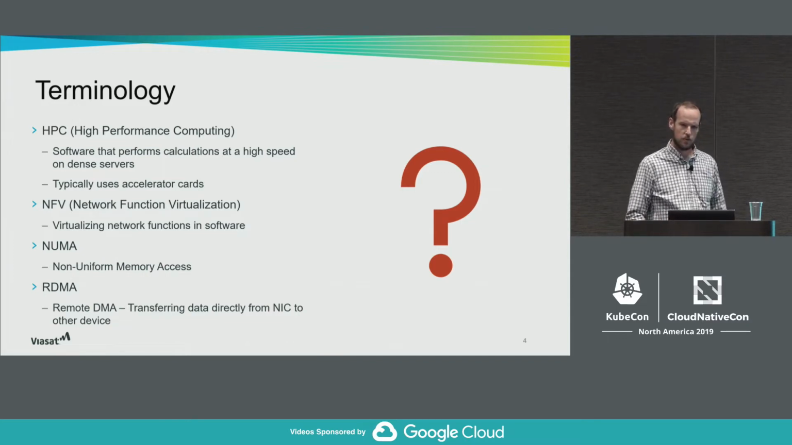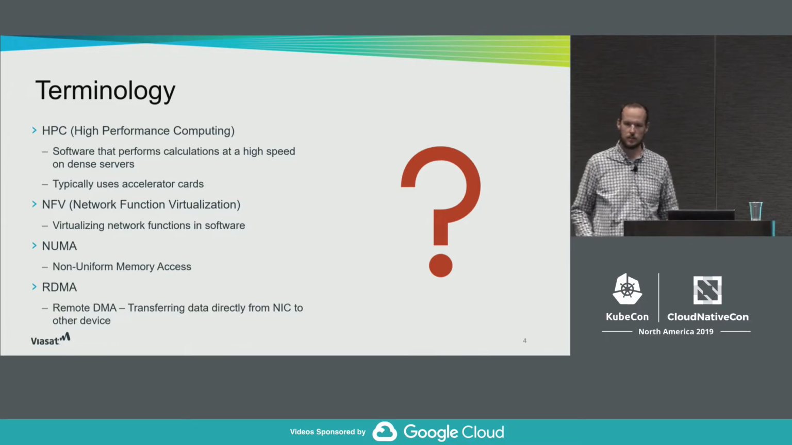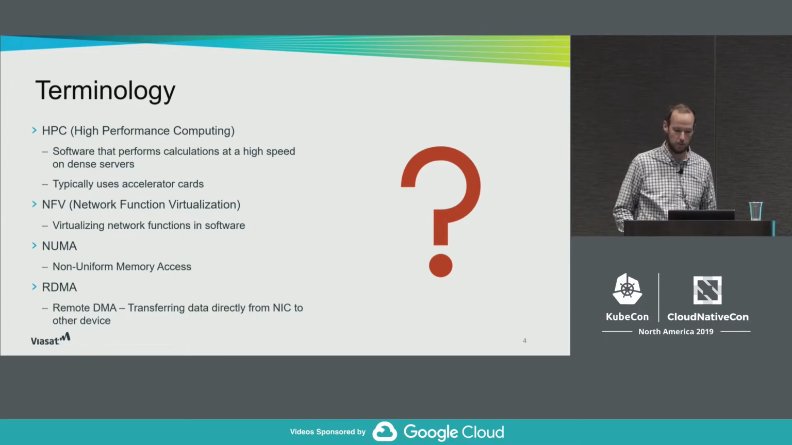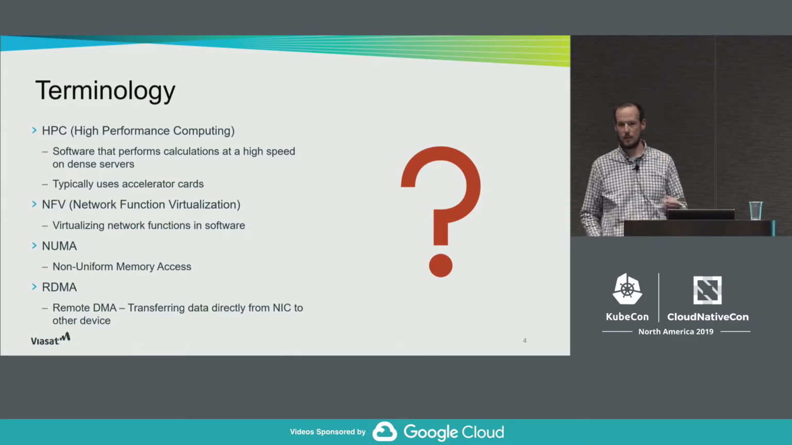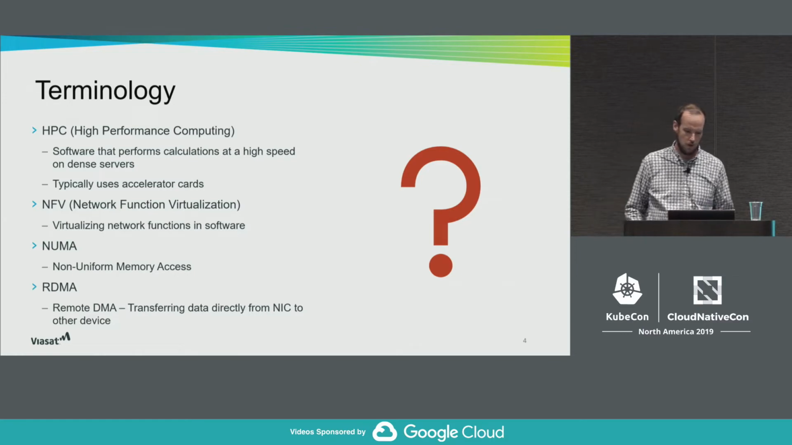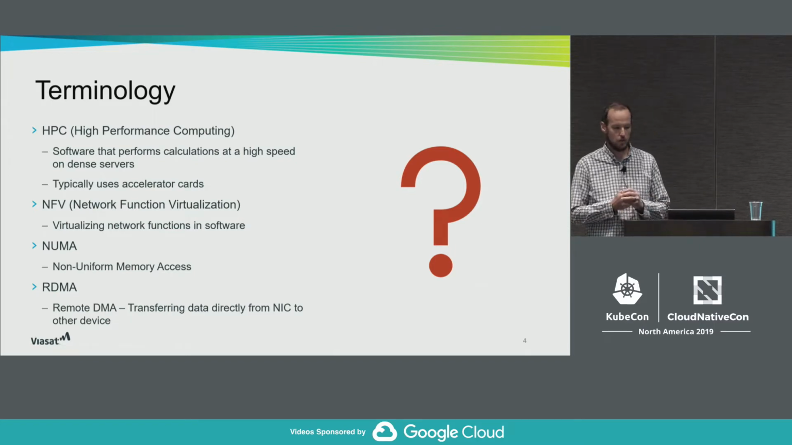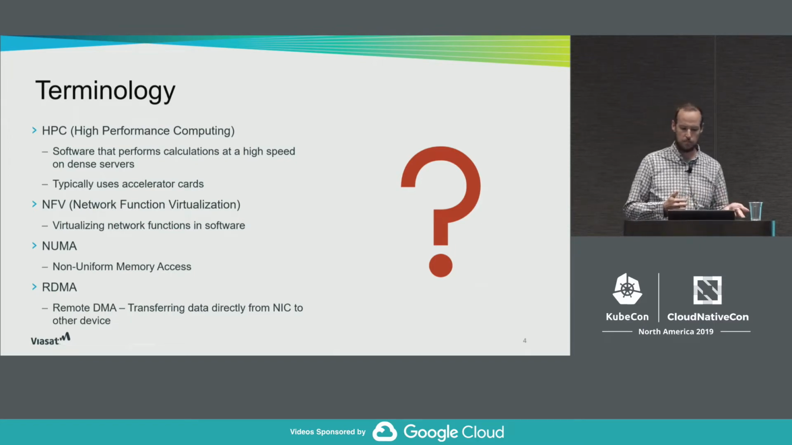Network function virtualization is where you implement a network function in software, and usually it's at a fairly high rate, multiple gigabits per second. NUMA stands for non-uniform memory access, and this refers to how the processors access the memory in the system. RDMA is remote DMA. This is where you transfer data directly from the NIC to a GPU. It's not referring to any particular protocol here, just the act of doing that.